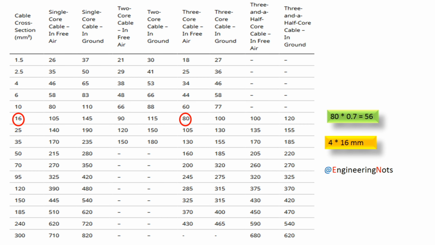Then we go back to the table and choose the next cable size up, which is 16 square millimeters. This cable can carry 80 amps. If we multiply 80 by 0.7, we get 56 amps. That is higher than the total current required by our 6 air conditioners. So, a 4-core, 16 square millimeter cable is suitable for our project.